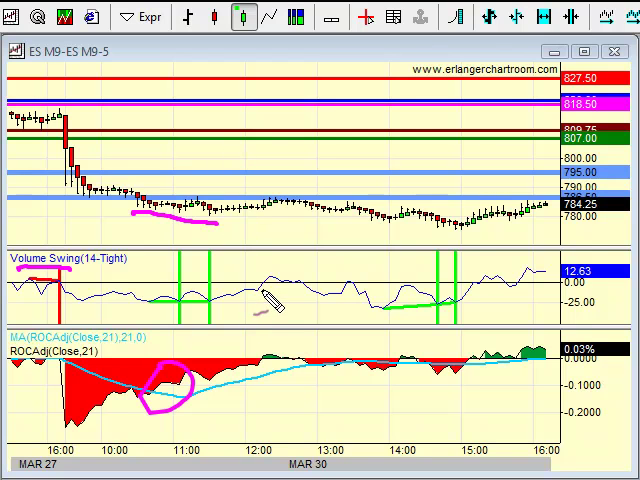We're waiting for the volume swing to get above the zero line and then to move back below the zero line, which we got right here. And it took a little while longer for the adjusted rate of change indicator to move negatively, but there it is right there. So you have a trading zone here, which is a pretty good one because the market basically fell apart after that.